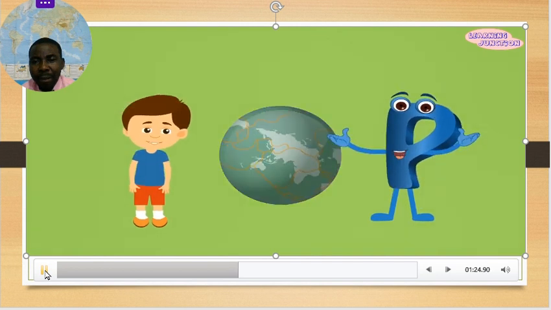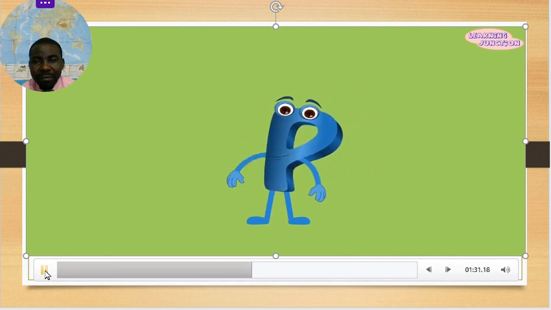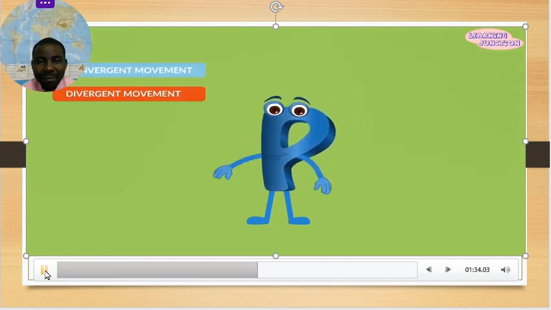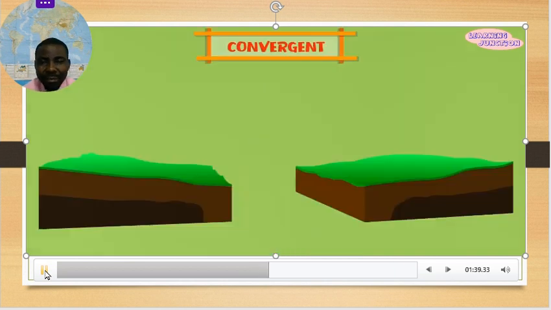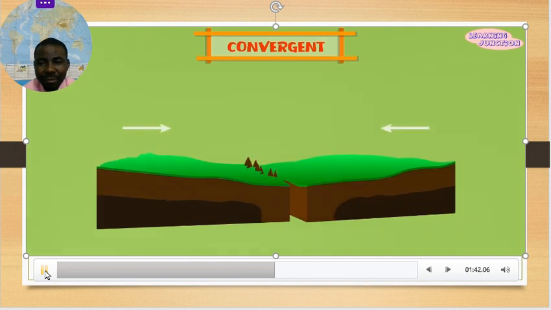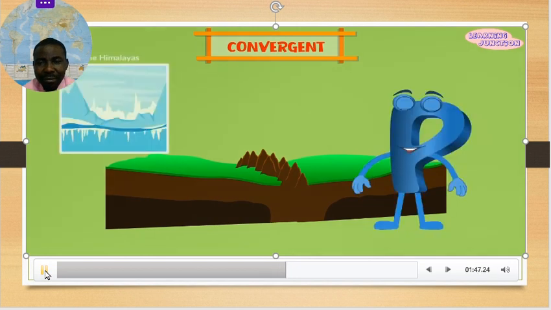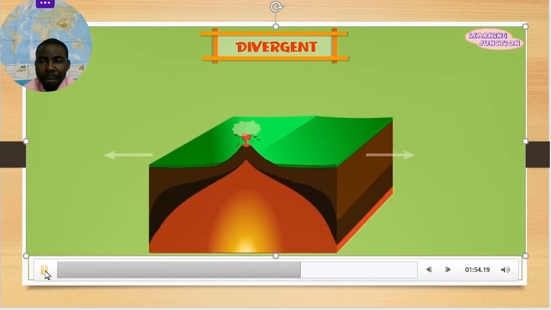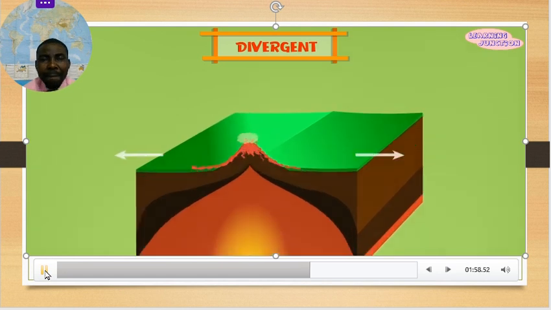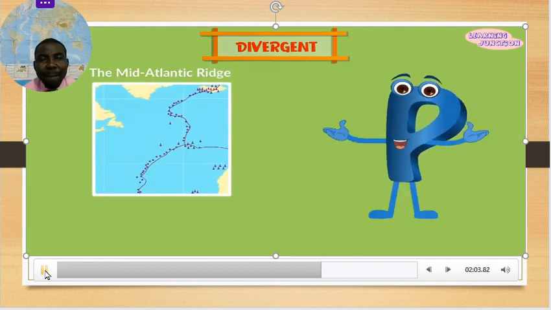You must be wondering, what moves the tectonic plate? The plates move using 3 types of movements. They are convergent, divergent, and transform movement. Let's learn about them one by one. Convergent. In this movement, the plates move towards each other and give rise to geographical structures like volcanoes and mountains. The Himalayas was built by this movement. Divergent. In this movement, the plates move apart. The magma from the interior of the Earth flows toward the surface and moves the tectonic plates away from each other. The Mid-Atlantic Ridge is an example of this type of plate boundary.